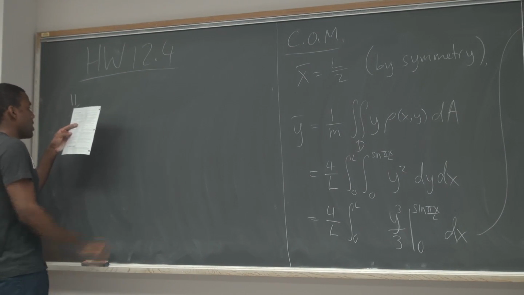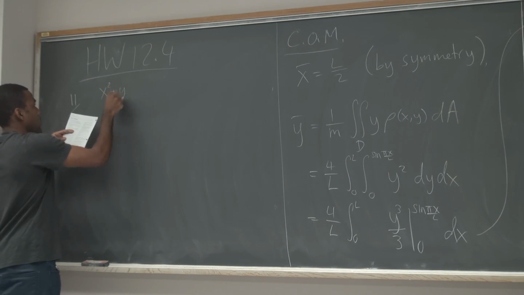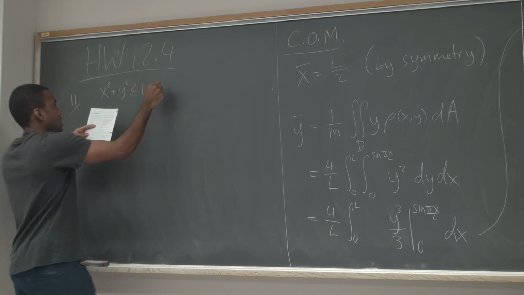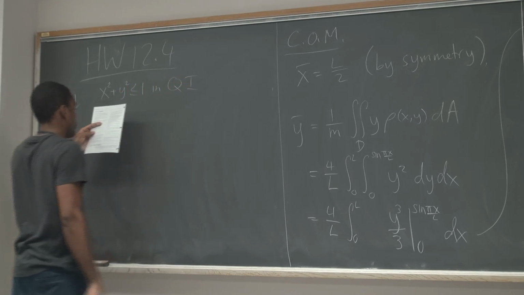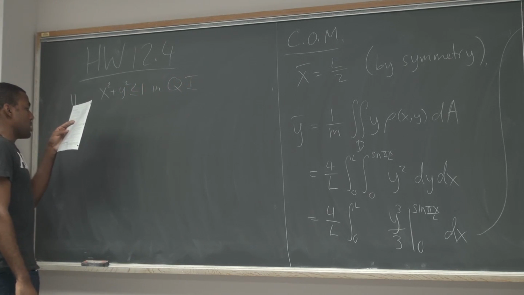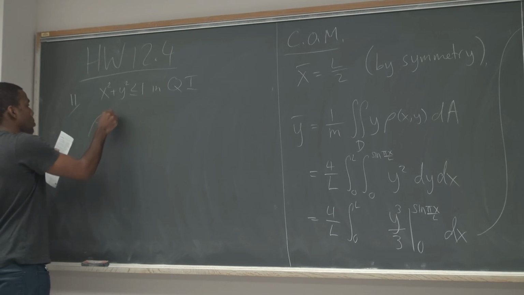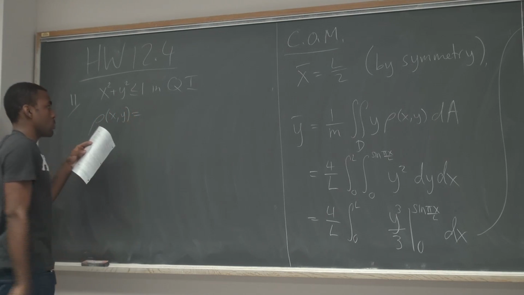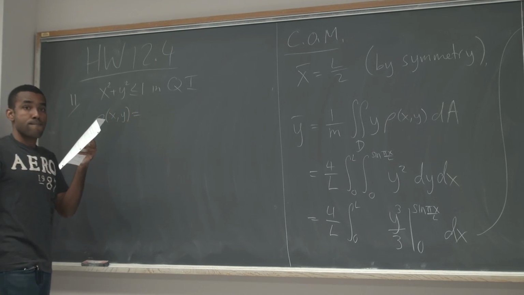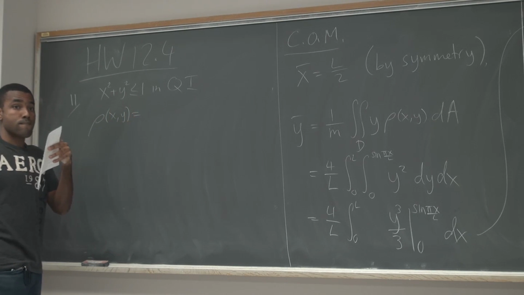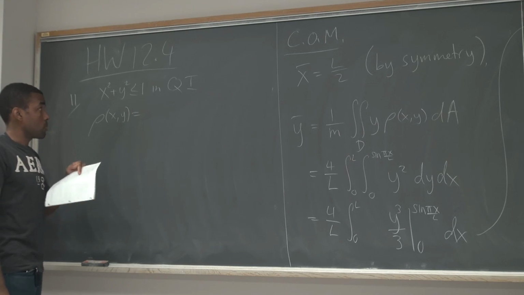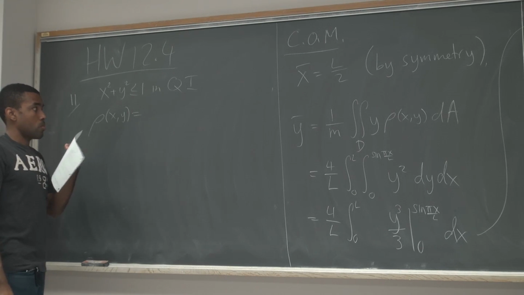Okay, a lamina occupies a part of the disk x squared plus y squared less than or equal to 1 in the first quadrant. Find the center of mass as the density at any point is proportional to its distance from the x-axis. So rho of x, y would be equal to what? K times y.